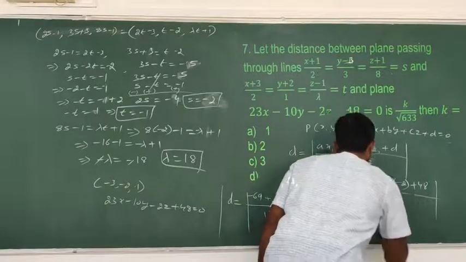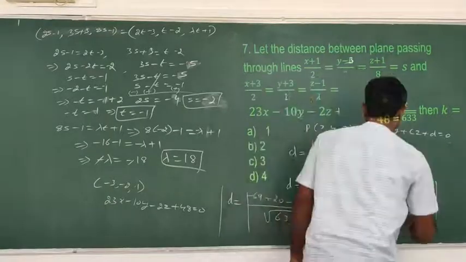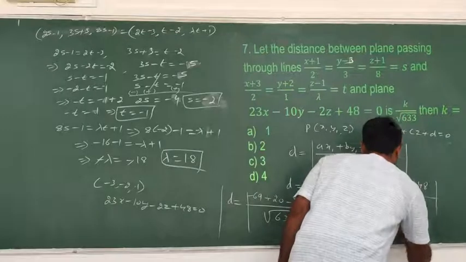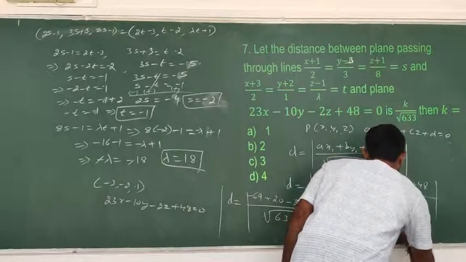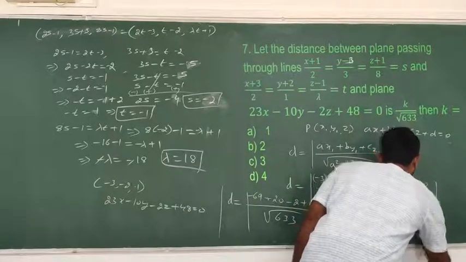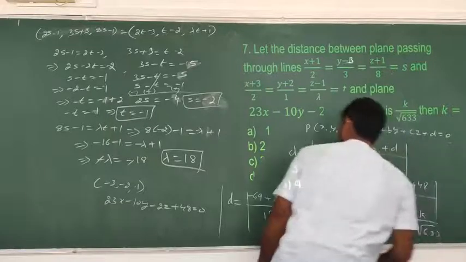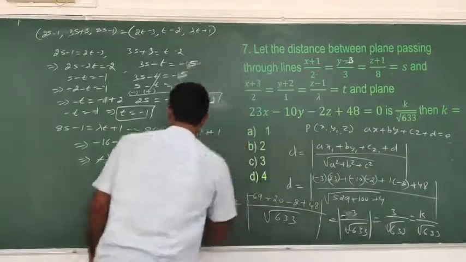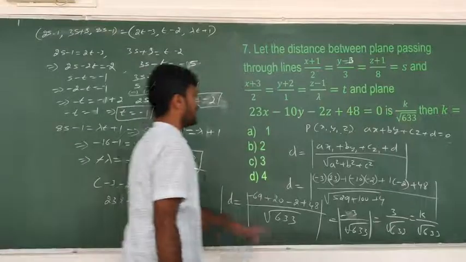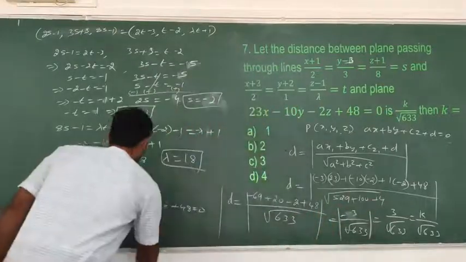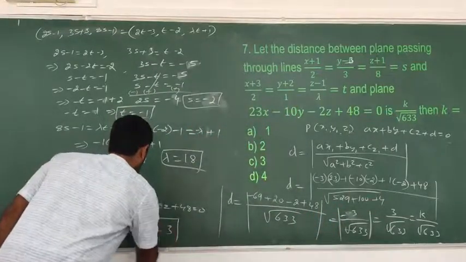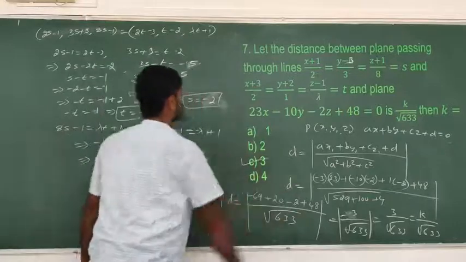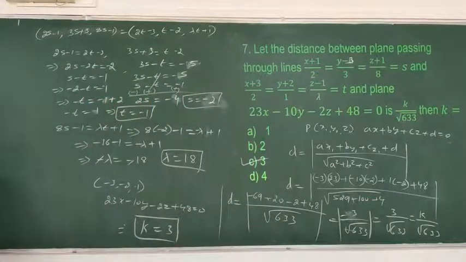So that is equal to, so modulus of minus 1 is plus 1, 1 divided by square root of 633, which is equal to k divided by square root of 633. Therefore just compare these two, we get the value of k as 3. Therefore k is equal to 3. The value of k is 3. Option C is the right answer. Okay. Next problem.